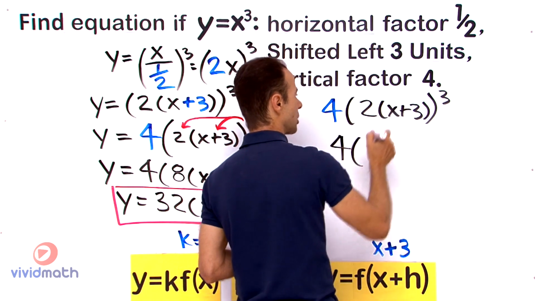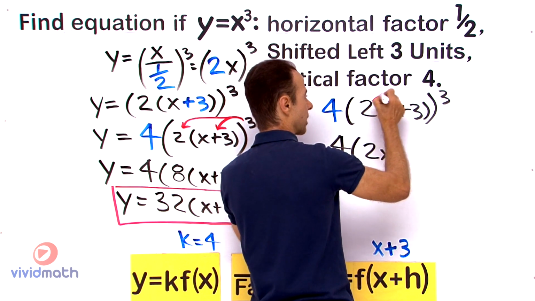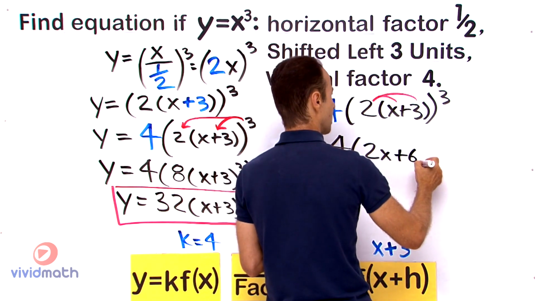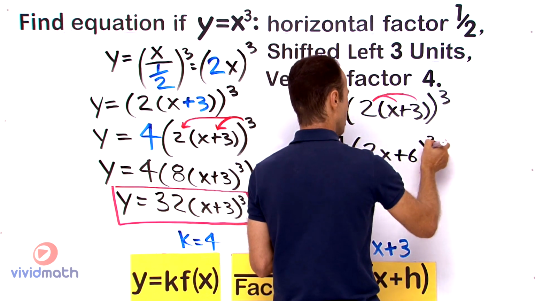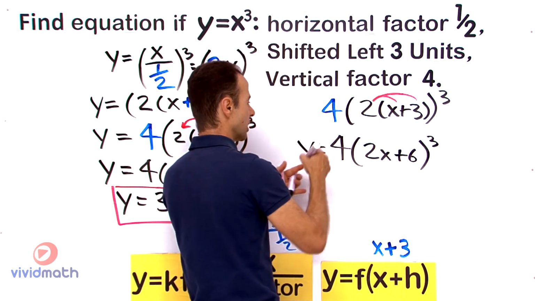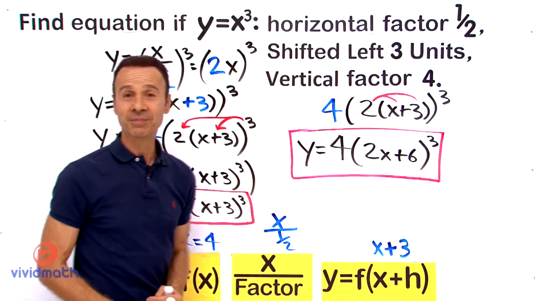And inside you go 2 times x is 2x. 2 times 3, we're just doing distributive property like that. 2 times 3 is 6, so it's 2x plus 6, close brackets, all cubed. That's another way to write it, y equals. They're both the same, it just depends on how you simplify it. And there you go.